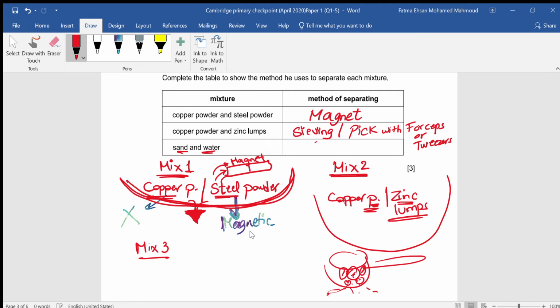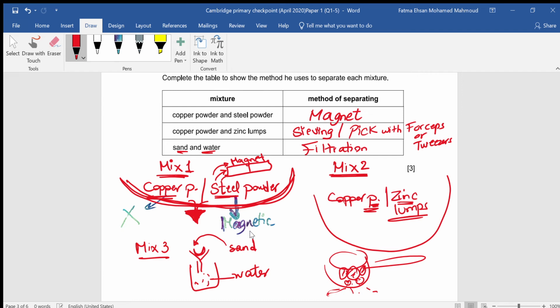Great. Filtration. I can use filter paper. Okay, the funnel. I give filter paper, and put the mixture of sand and water. The water will go down, and the sand will stay on the top of the filter paper.